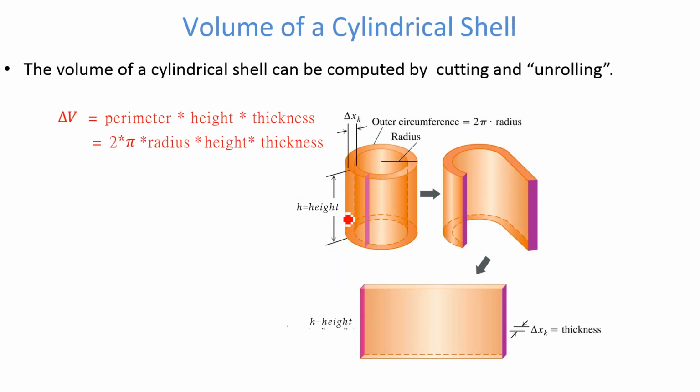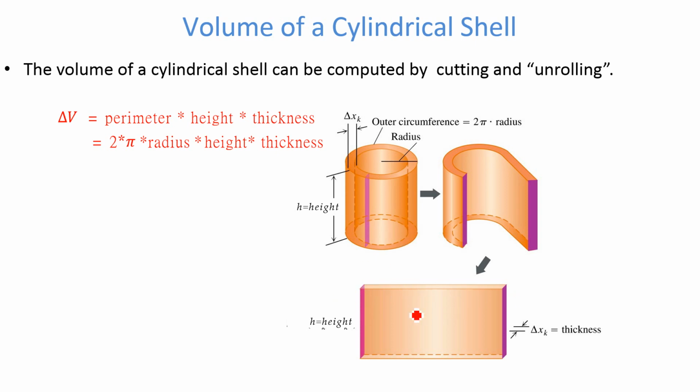So let's have an arbitrary shell created by a rectangle after rotation. So this is the arbitrary shell. What is the volume of this shell? In order to find it, just cut it and unroll it, and we have this rectangular box. So the volume of this rectangular box is height multiplied by thickness multiplied by length.